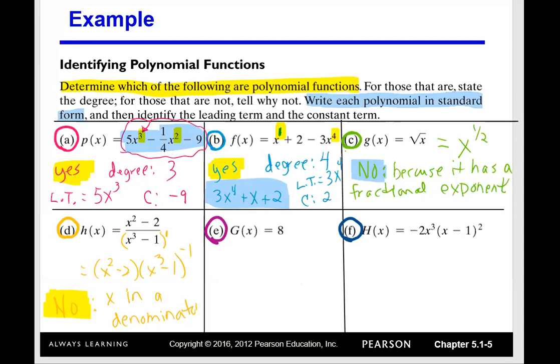Next, g of x is equal to 8. No, this is not a polynomial function. This is a constant function. All you have is the number 8. This is no, and that's because this is a constant function.